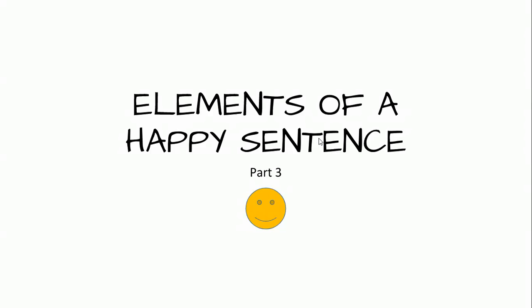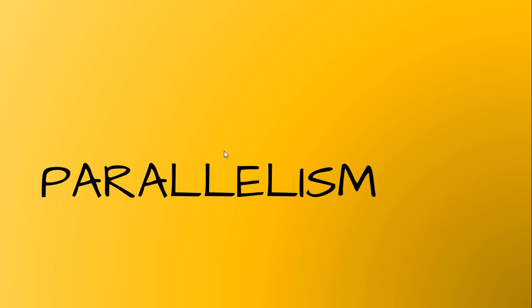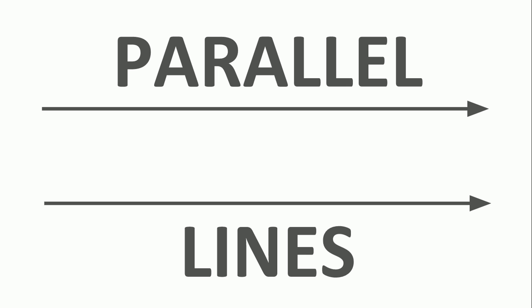So, we are back with part 3 of Elements of a Happy Sentence, the final installment in this series. So we're going to begin with parallelism, another element of a happy sentence. Every happy sentence has to be parallel.